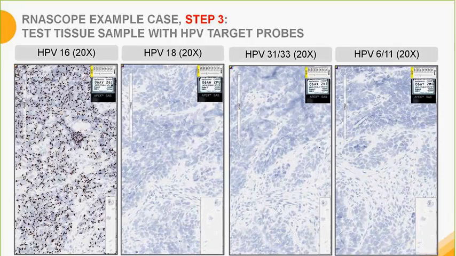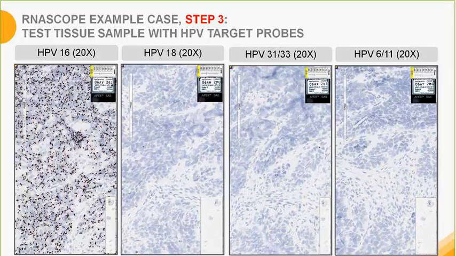In step 3 of this example case, the tissue sample, having been qualified by the positive and negative control probes, is tested with the actual target probes of interest. In this case, the target probes of interest being various HPV subtypes, including HPV-16, HPV-18, a cocktail of HPV-31 and 33, and a cocktail of HPV-6 and 11.